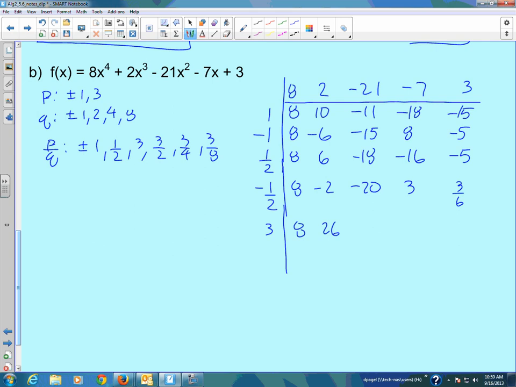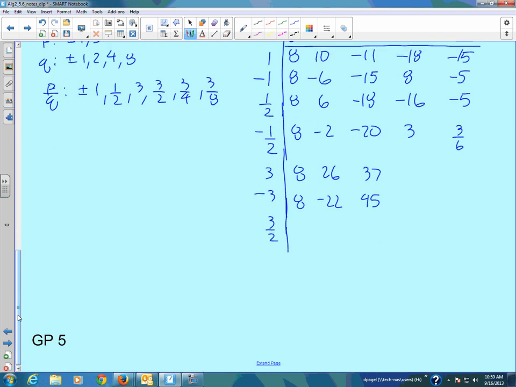minus 21 is 37. That one's not going anywhere. Negative 3. Negative 24 and 2 is negative 22. 66 minus 21 is 45. That one's not going anywhere. So sometimes the process takes a while.